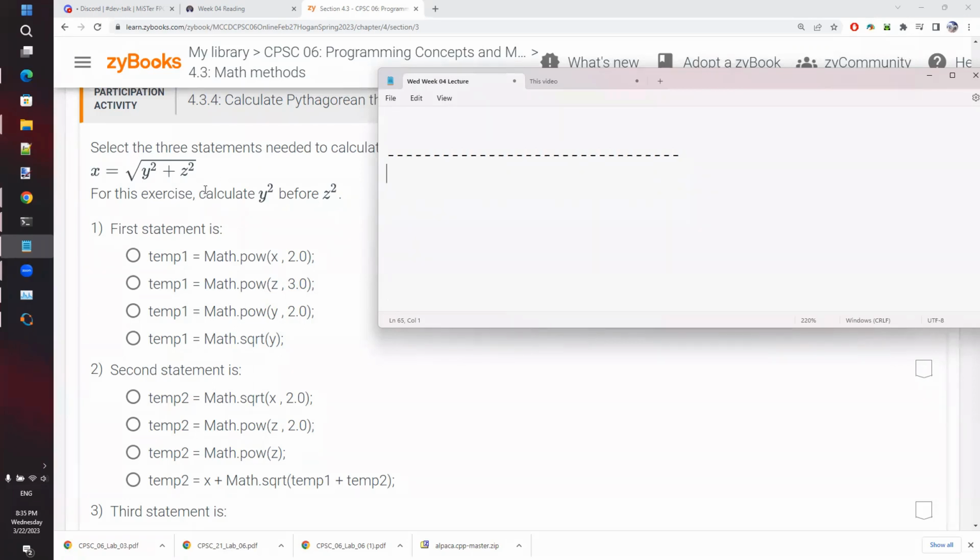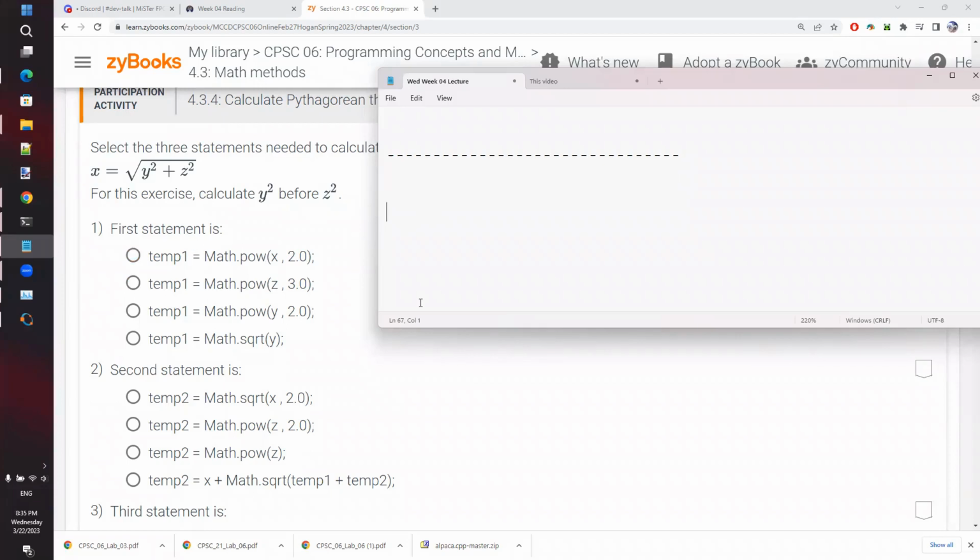So if you wanted to calculate this, one way to do it would be to calculate y squared first, and then calculate z squared, and then add these together, y squared plus z squared. And then after you add y squared plus z squared, you could take the square root, right? That would be okay. And so basically what they're doing here is this step by step. So they're saying one way to do this would be to calculate this first thing.